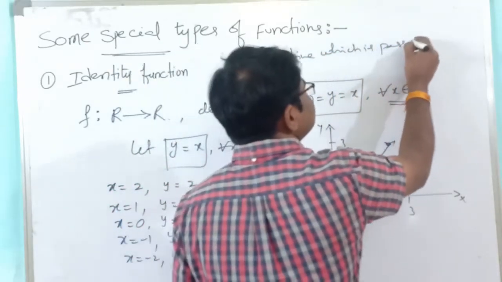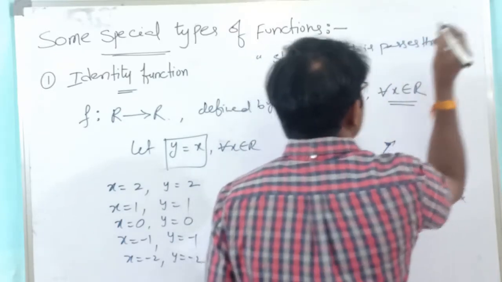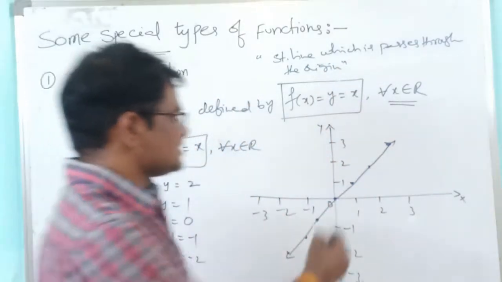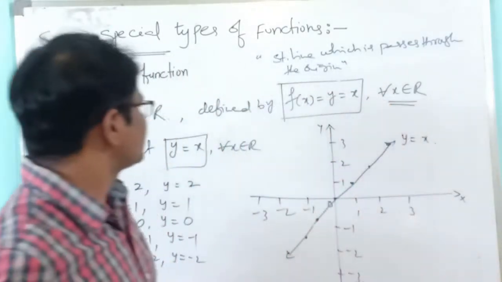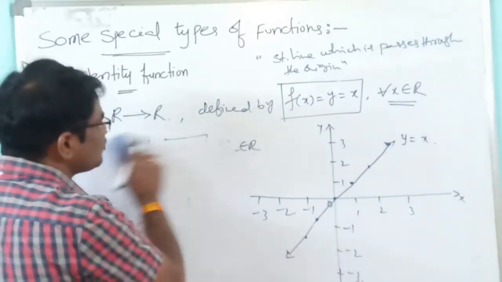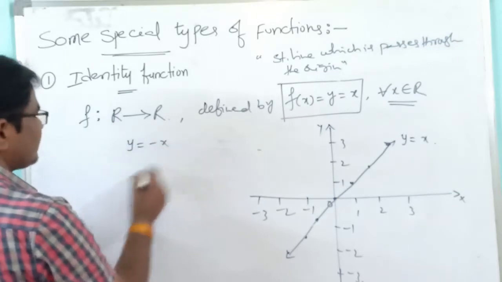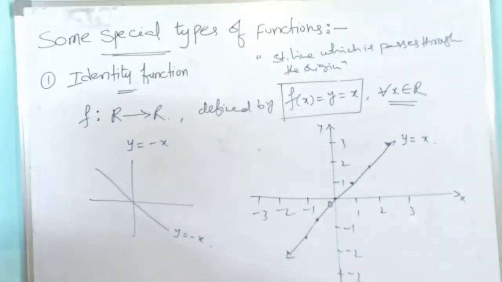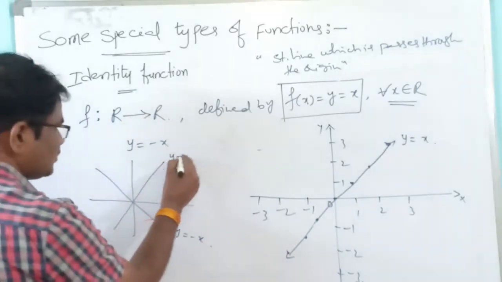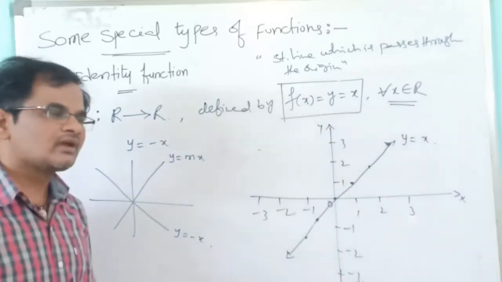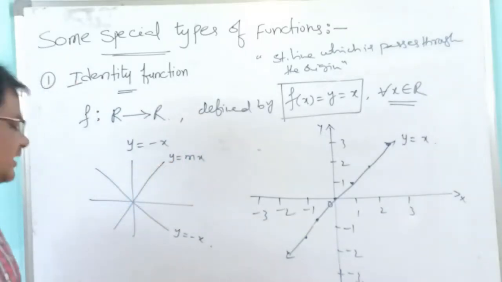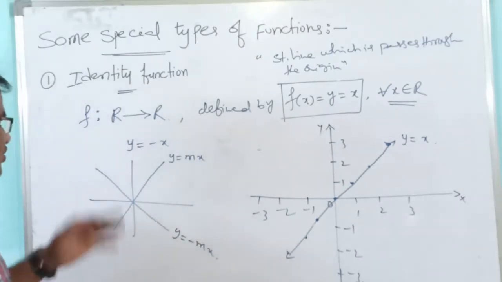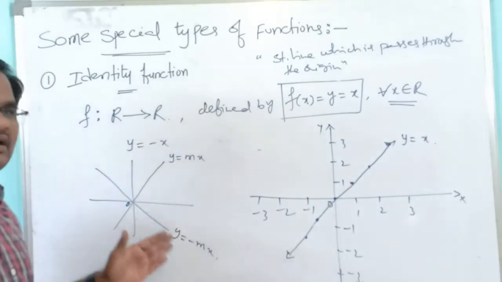which passes through the origin. So this is the y equal to x line. Suppose if you draw the y equal to minus x line, like this you will get. So this is the y equal to minus x line. Means the y equal to mx line, where m greater than 0, passes through the origin, lies in the first quadrant and third quadrant. And the y equal to minus mx line passes through the origin and lies in the second and fourth quadrant.